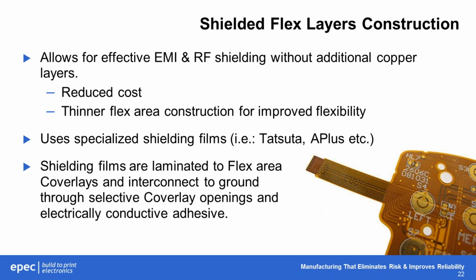As I mentioned, it reduces the cost and results in a much thinner flex area construction for improved flexibility. These shielding films are laminated to the flex area coverlays, and they interconnect, and they're not floating grounds. They actually ground out through to the circuitry of the design. They're interconnected through selective openings in the coverlays, and the films themselves have an electrically conductive adhesive pre-attached to them. So once they're bonded on, the adhesive then goes through the coverlay openings, bonds onto the exposed ground, and grounds out the shield layers.